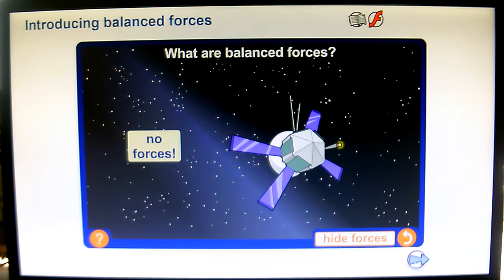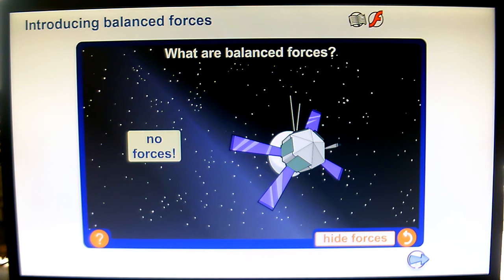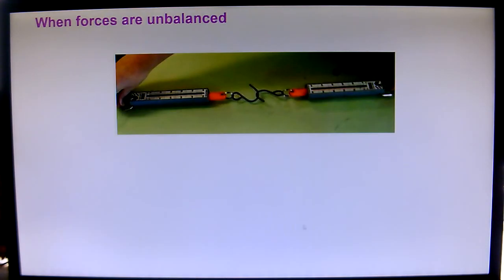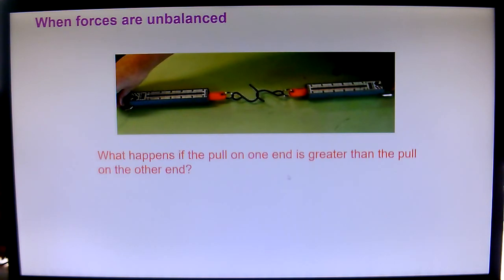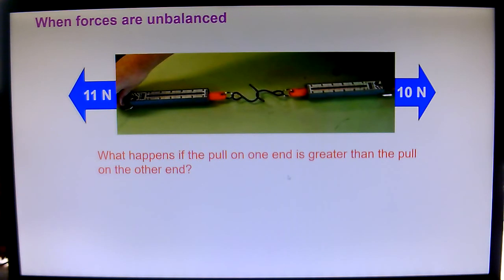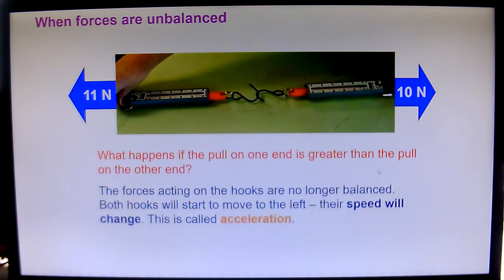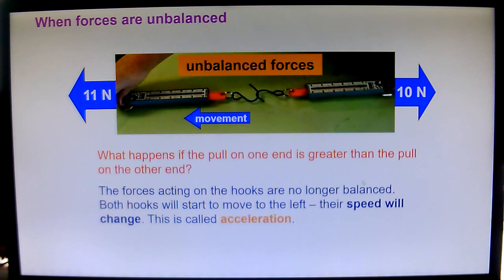So balanced forces can either, the object will remain still, or it will continue to move at the same speed. Now, if they're unbalanced, we've got the same idea here, we've got our 2 Newton meters joined together. If one side is pulled slightly more than the other, so in this case, I'm pulling to the left with 11 newtons and only to the right with 10, then these are going to be unbalanced. So in this case, I will have what we call a resultant force. Because these 10 cancel out 10 of these, this force towards the left is still bigger, so there will be movement towards the left.